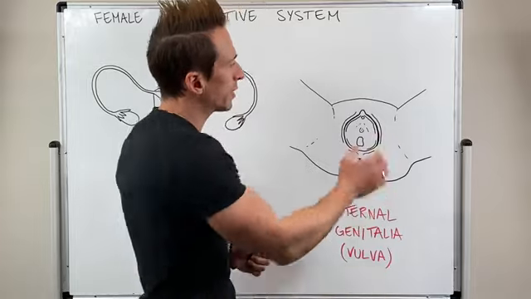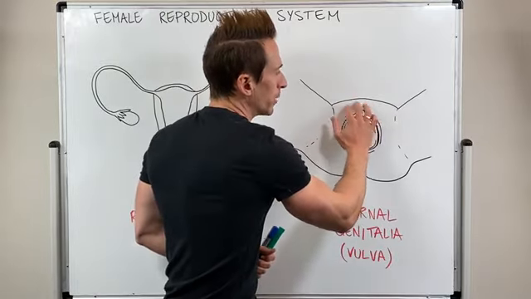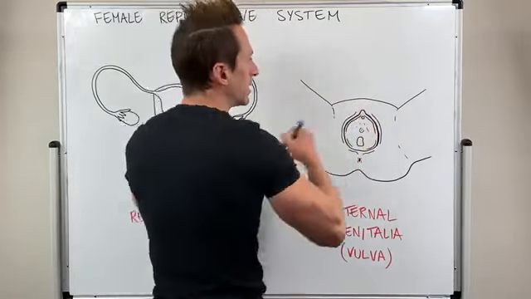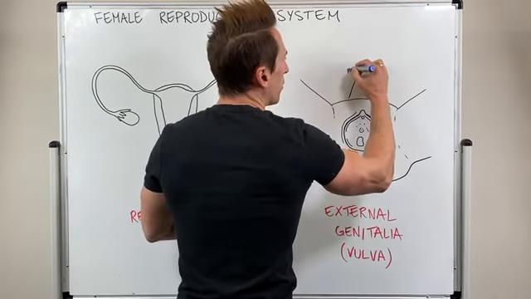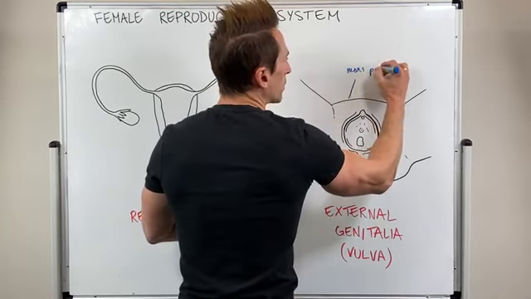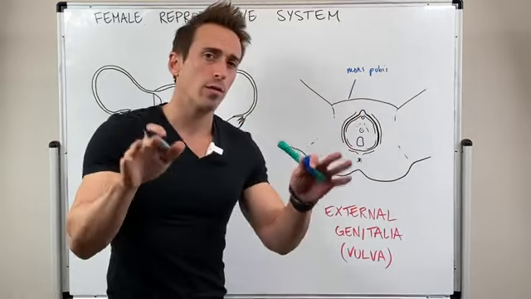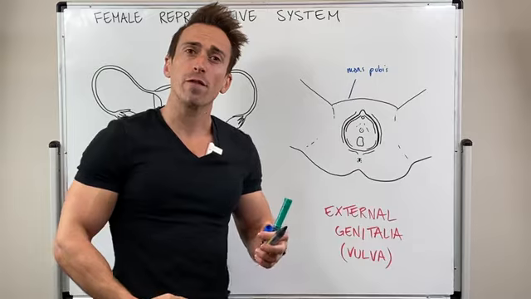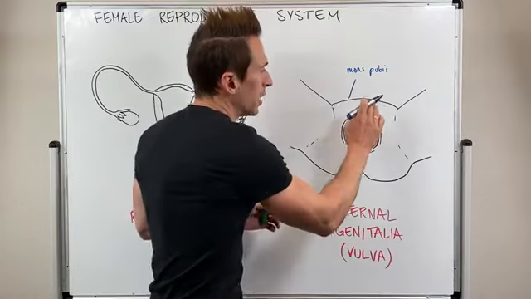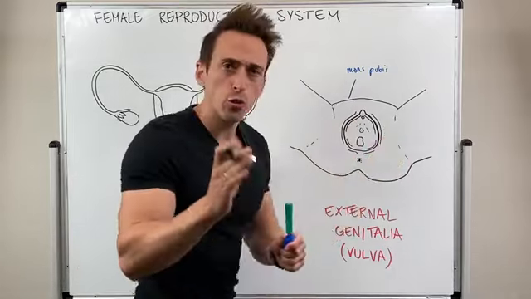So when we look at the external anatomy, first of which, you can see that we have what's called the mons pubis. Now the mons pubis is a fatty pad that overlays the pubic symphysis, so the very front of the pubis itself.